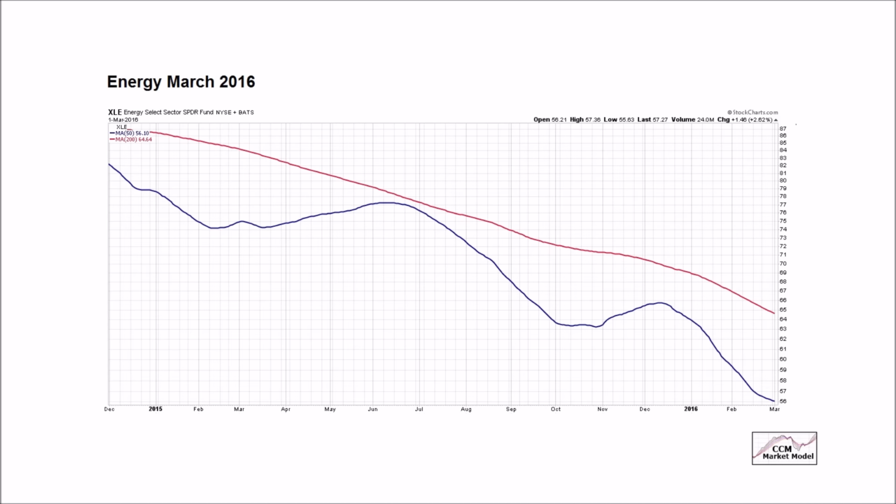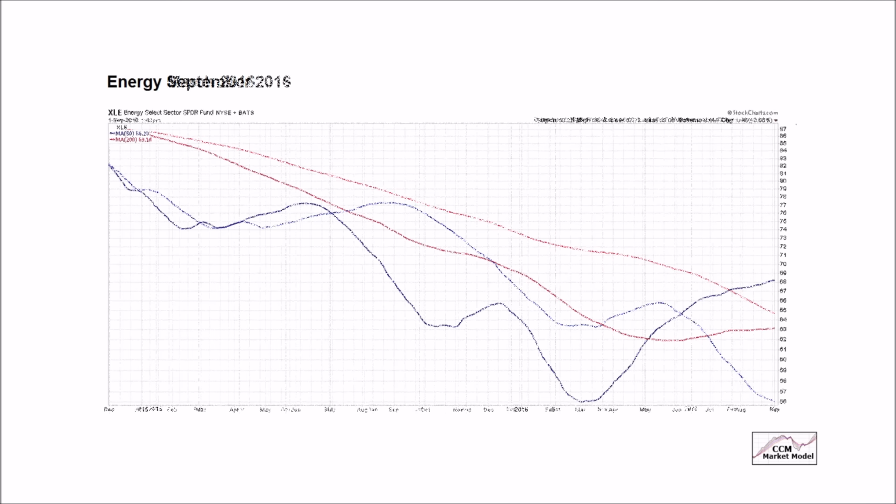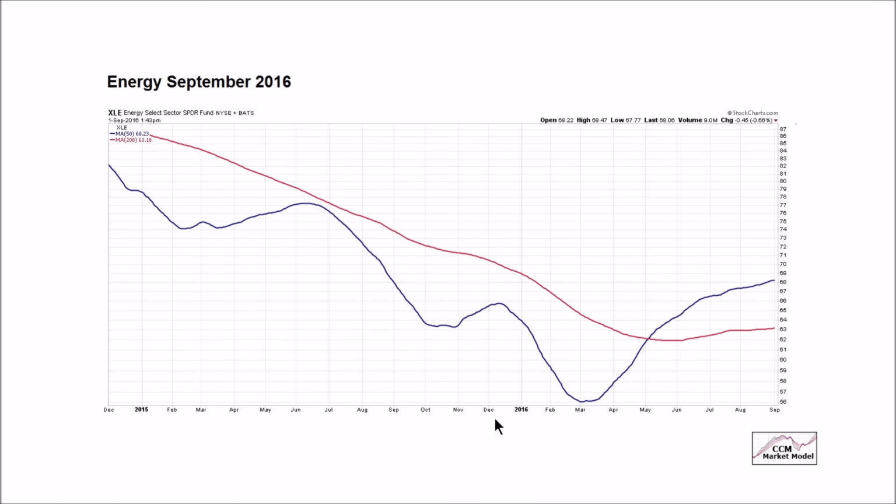Economically sensitive energy, March of 2016 has a full bore and clearly discernible bearish look and remains in a long-term downtrend. Slope is down, blue is below red. How do the exact same moving averages look in the energy market in September of 2016? The answer is quite a bit better. We have a full bore bullish look.